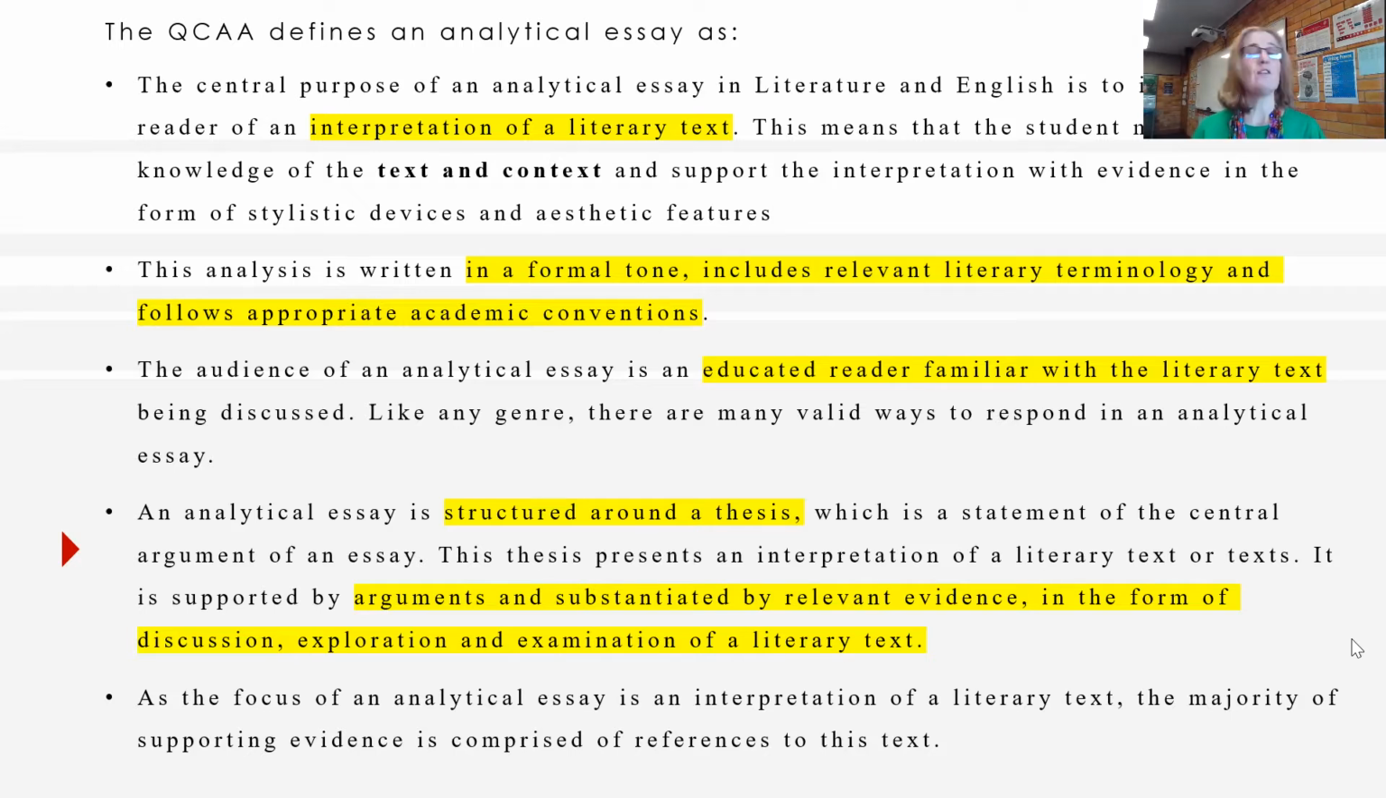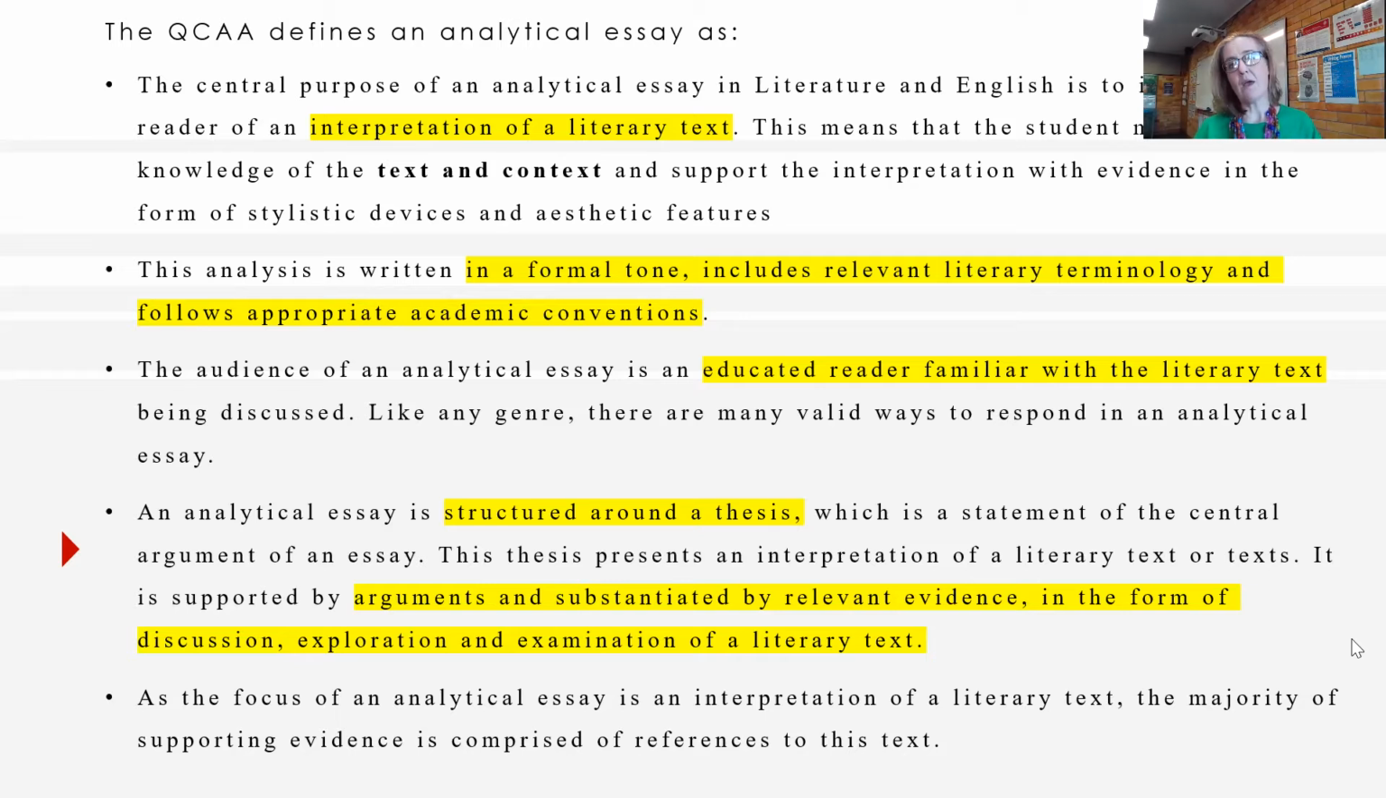Now, these are things like using inverted commas for a quote, underlining the title of a text, using a capital letter for the name of the author, things like that. The audience of an analytical essay is already familiar with the text. So you do not have to retell the story in the belief that they need some background information before they can understand your text.